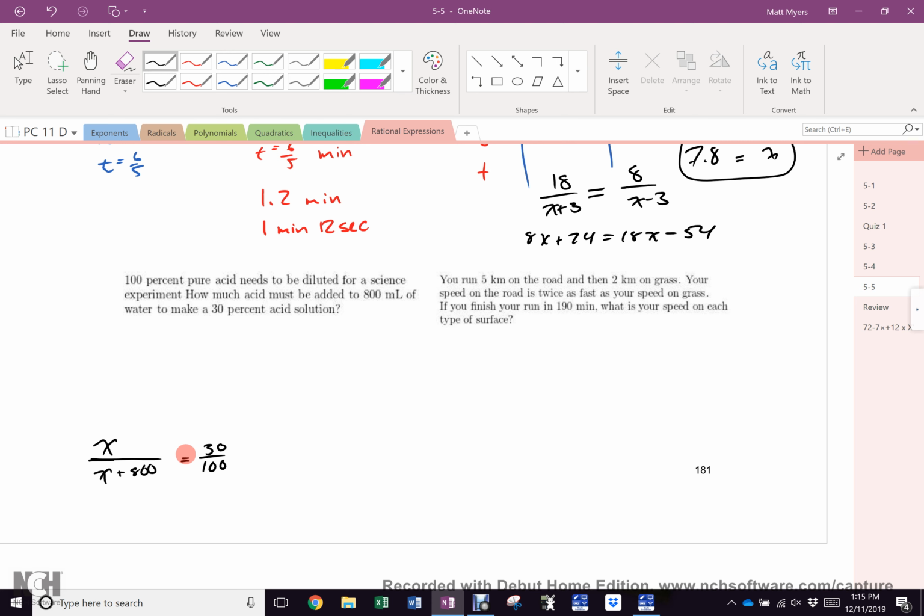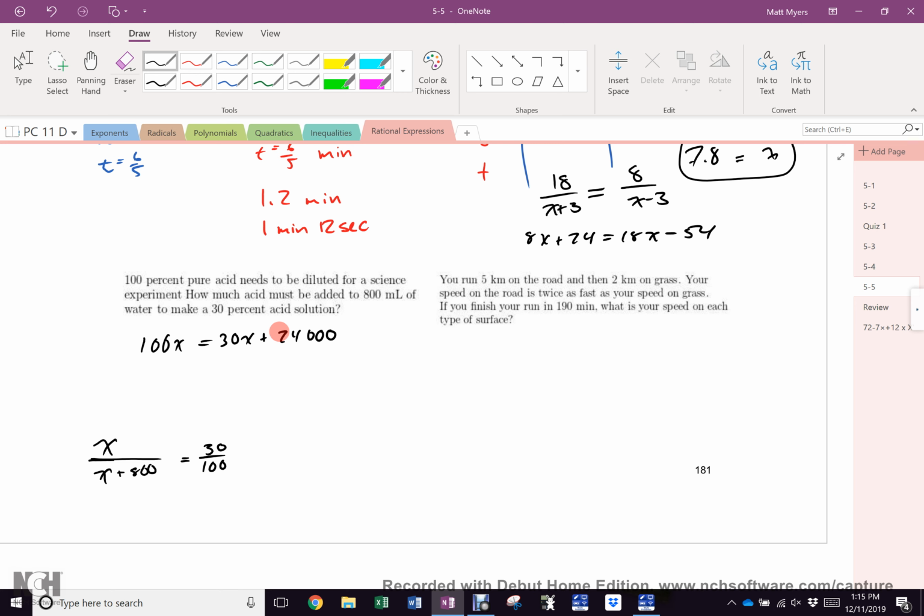So, of course, it's 100x equals 30x plus 24,000. And then you do the math. And it ends up being like 390 or something. I don't know. Oh, 342, that little? Okay.